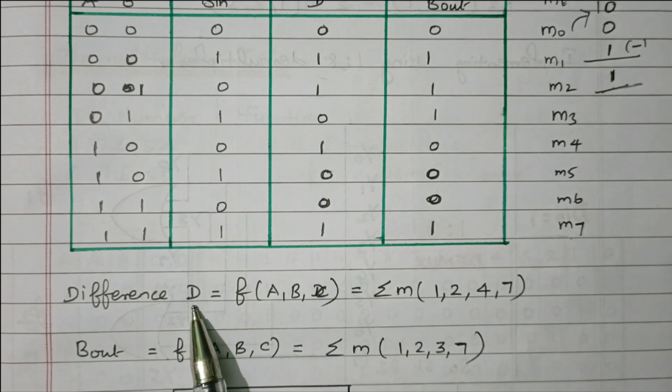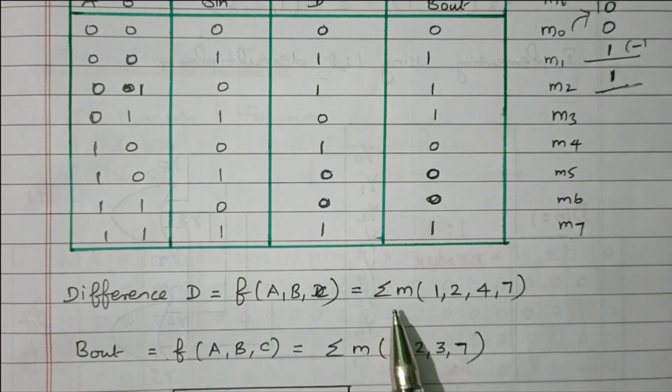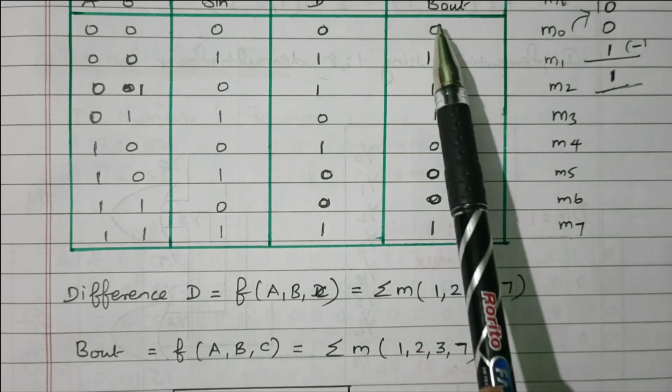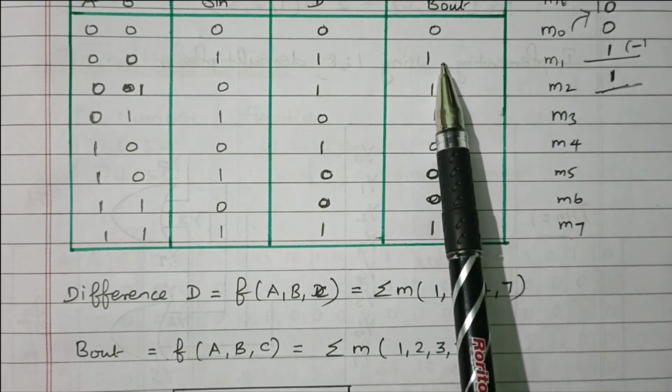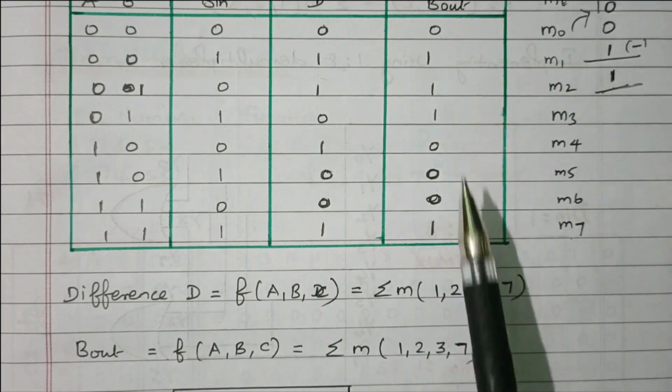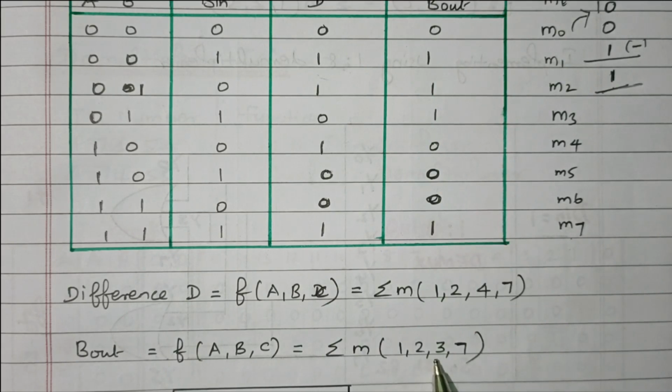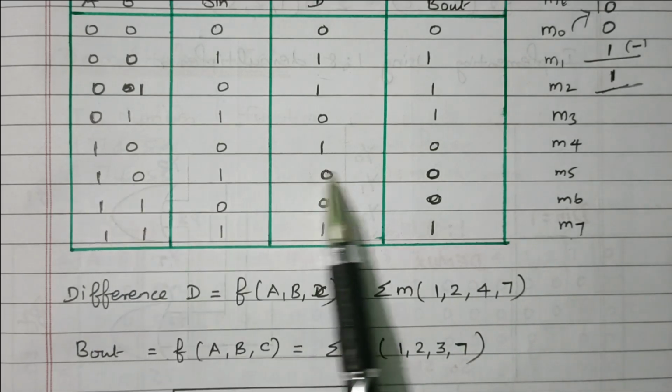Right. So the difference, as a logical expression in terms of min terms, is given as the sum of min terms 1, 2, 4, 7. In case of borrow out, it is again 1, 2, 3 and 7. So 1, 2, 3, 7 is available for borrow out. Right. 1, 2, 4, 7 is the required output for difference. 1, 2, 3, 7 is the required output for borrow out. Right. Now we have the truth table.